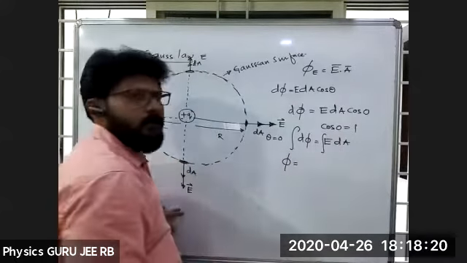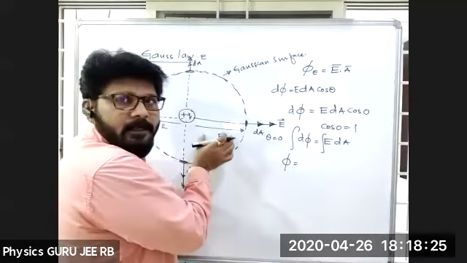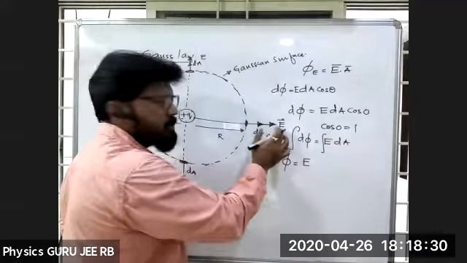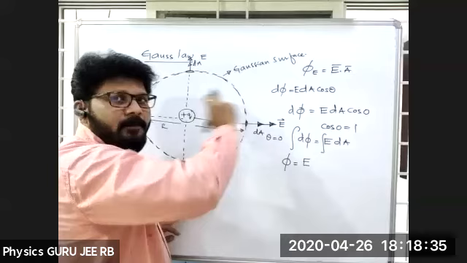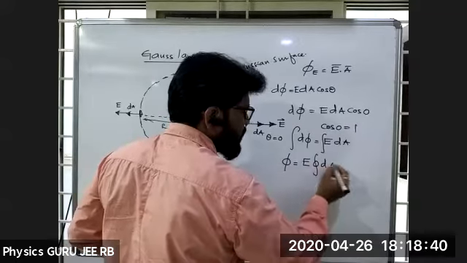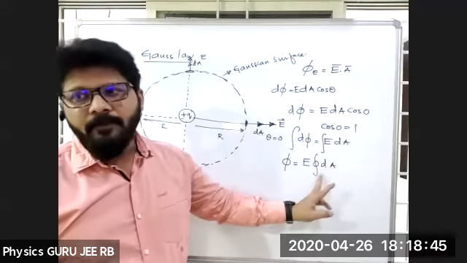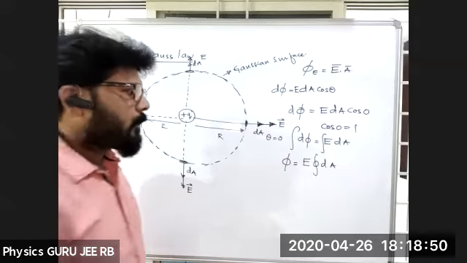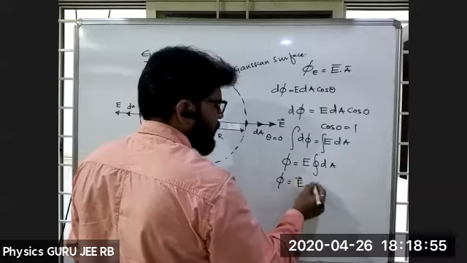And the integration of dA. E is always constant at a particular distance. Take it outside. At a given distance, E is constant. So I want the integration over this complete area. That's nothing but the closed integral of dA. Now phi is equal to E into the integral of dA. Is it clear till this point? Okay. Or phi is equal to E into A.